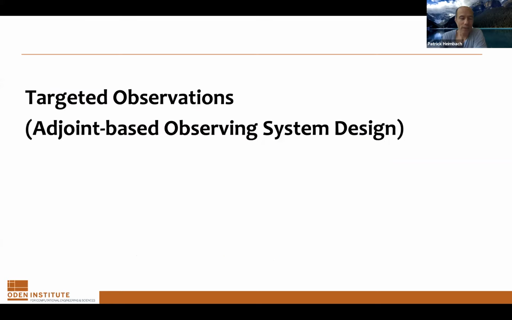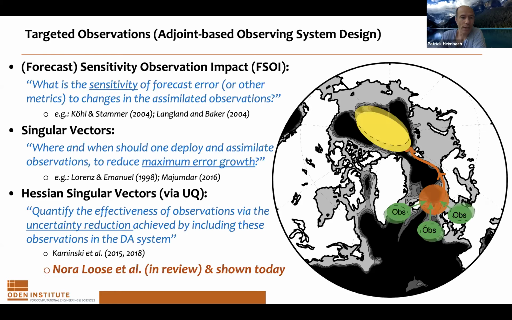Next in line, we have a set of approaches that are generally called targeted observations. That's a broad theme, and that generally involves adjoint and tangent linear models. There are several flavors of these approaches. One provides a comprehensive assessment of the sensitivity to observations, and in the meteorological, numerical weather prediction community, oftentimes that's referred to as forecast sensitivity observation impacts, or FSOI, and there are some examples here.